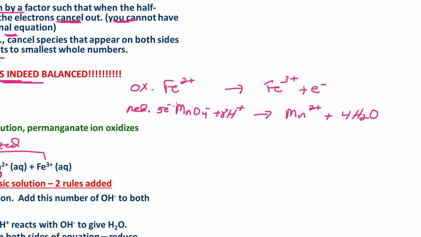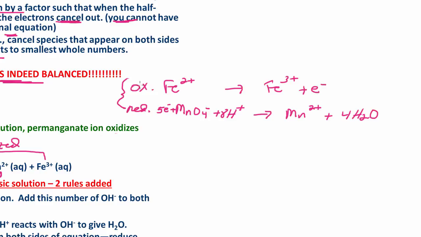So 5 electrons on this side. So I'm balanced in charge and I'm balanced in atoms here. Now I'm ready to add my 2 equations. I need to make sure that I multiply one or both of these by some factor that'll give me the same number of electrons for both of these reactions so that they cancel out when I add them.